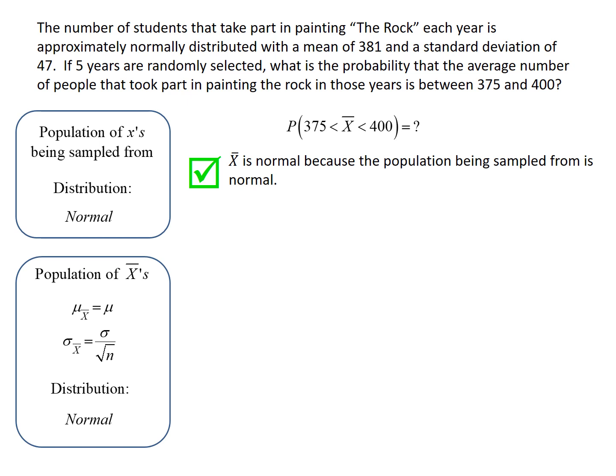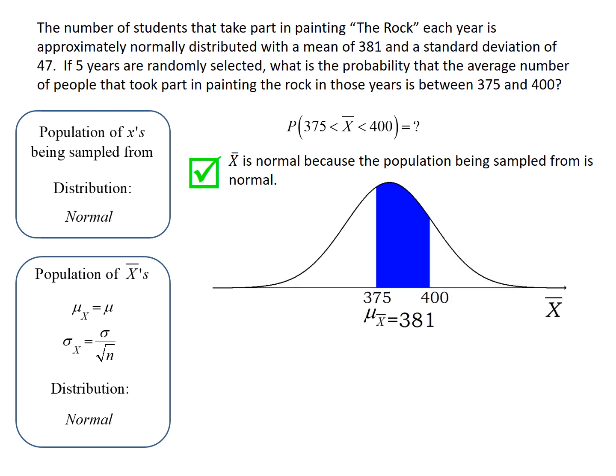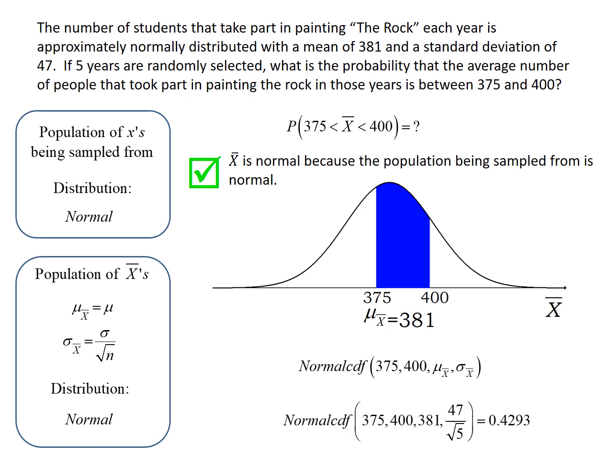Now that we know X bar is normally distributed, we want to draw our graph. The mean of X bar, 381, is the mean of the population of individual years. 375 will be to the left, 400 to the right of 381. We're going to do normal CDF from 375 to 400. Insert the mean and standard deviation of X bar. The mean of X bar we already know is 381. So we're going to plug in 381 for the mean of X bar. The standard deviation of X bar is the original standard deviation, 47, over the square root of the sample size 5. So sigma of X bar is 47 over the square root of 5.